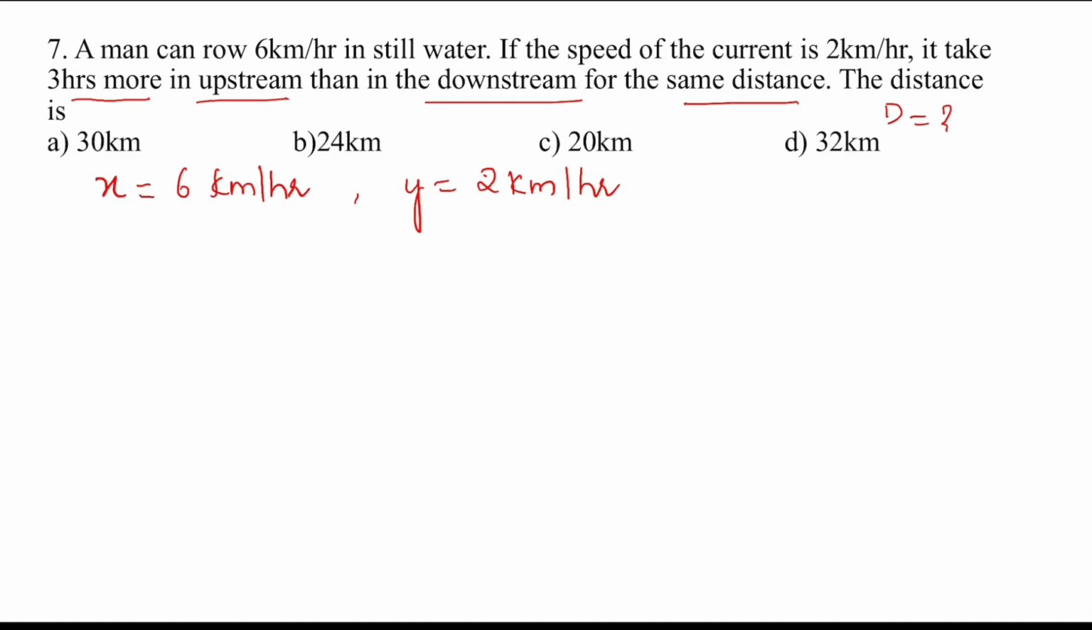Now they are saying the time taken to go downstream and the time taken to go upstream, the difference between those times is 3 hours, because they are saying it takes 3 hours more to go upstream than downstream. For example, if he goes downstream in 5 hours, then upstream he takes 3 hours more, that is 8 hours, isn't it?